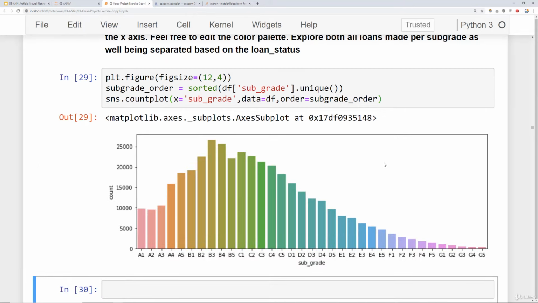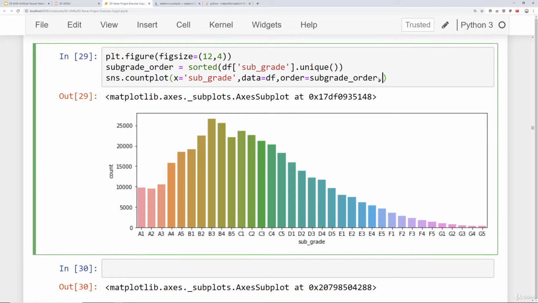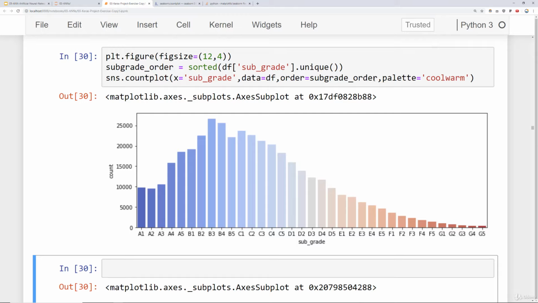The last thing to note here is something I disliked: the color seemed to be too similar between A1 or the A groups and the G groups. So then I just chose a palette that basically doesn't allow for that. And in my case, after exploring the documentation on matplotlib, I liked coolwarm. So we can see here the essentially better grades are bluer and the worst grades are redder.